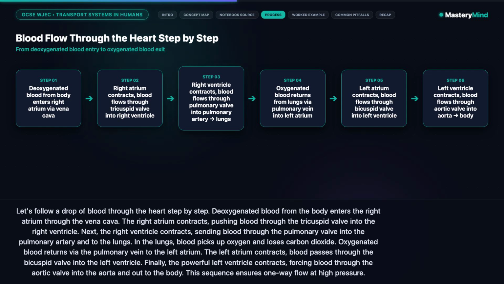Oxygenated blood returns via the pulmonary vein to the left atrium. The left atrium contracts, blood passes through the bicuspid valve into the left ventricle. Finally, the powerful left ventricle contracts, forcing blood through the aortic valve into the aorta and out to the body. This sequence ensures one-way flow at high pressure.